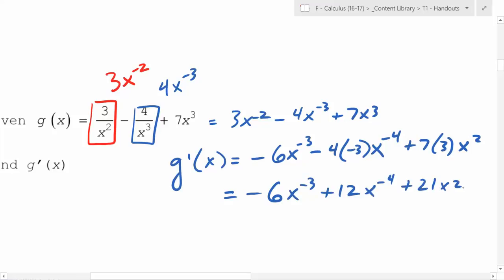So you can rewrite these first. Where do we get the negative 6x to the negative... Because the way you can do it is you drop the negative 3 to the front.